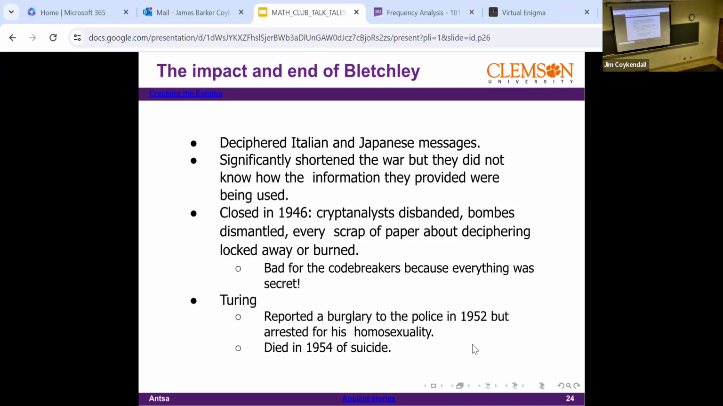In 1952, Turing reported that someone had broken into his house, and he went to the police and said, somebody broke into my house. When they were asking him what happened, they asked, who were you with that day? And he said, I was with my partner. That's when they learned that he was homosexual. So they arrested him, and the story of the burglary was just gone. After that, he was forced into hormone therapy, but it didn't go well. So in 1954, he died by suicide. He never got rewarded for his work during his lifetime.